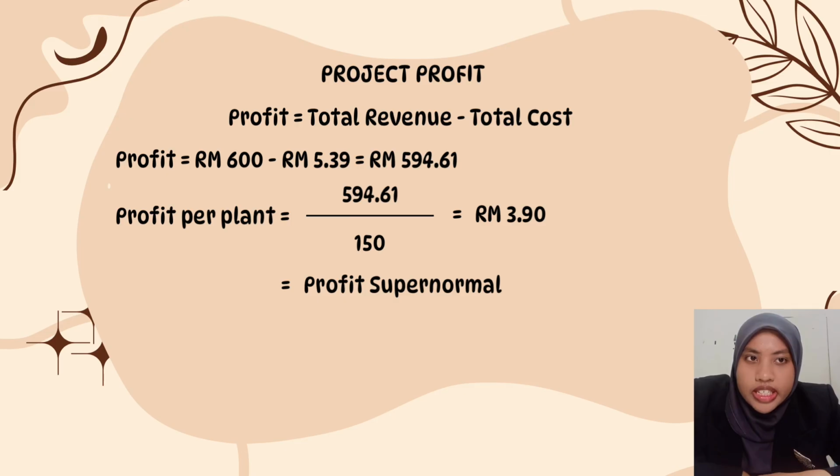Project profit. Profit is total revenue minus total cost. Profit, we can say 600 ringgit minus 5 ringgit 39 cents, and we will get 564 ringgit 91 cents. Now, profit per plant, we have 564 ringgit 91 cents divided by 115, and we will get 3 ringgit 90 cents. We call it supernormal profit. It's good to me.